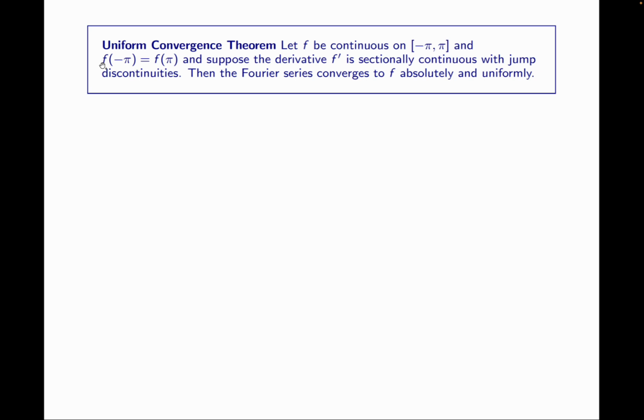Let f be continuous on the interval negative pi to pi, and let f of negative pi and f of pi be equal. This allows us to extend f periodically to the entire real line and be continuous everywhere. And suppose the derivative of f is sectionally continuous with jump discontinuities. In other words, suppose that f, while continuous, has some corners. Then the Fourier series converges to f absolutely and uniformly.